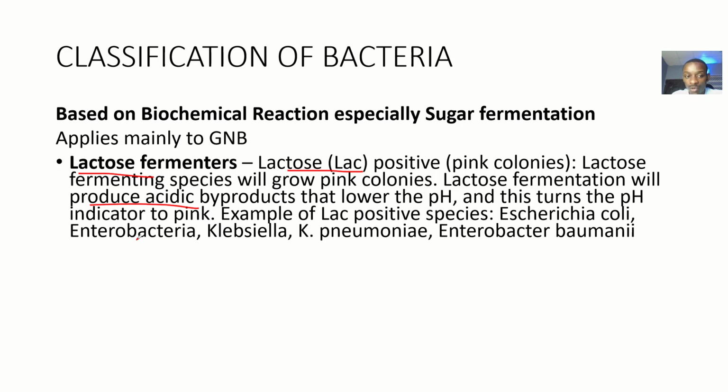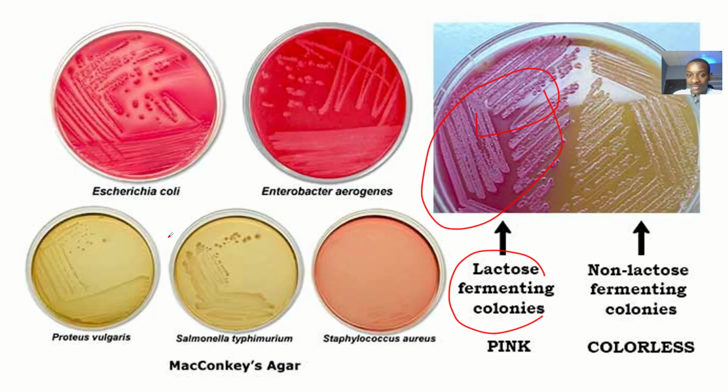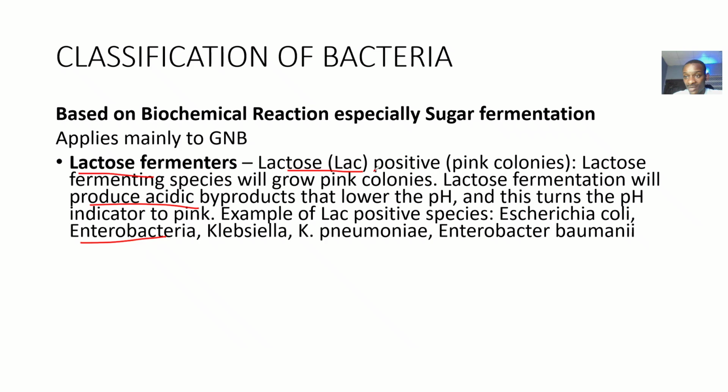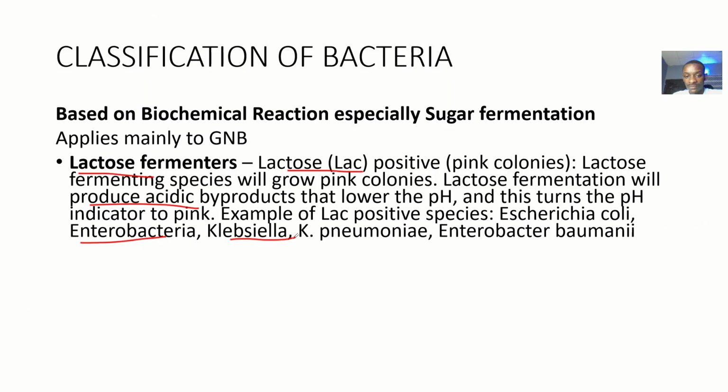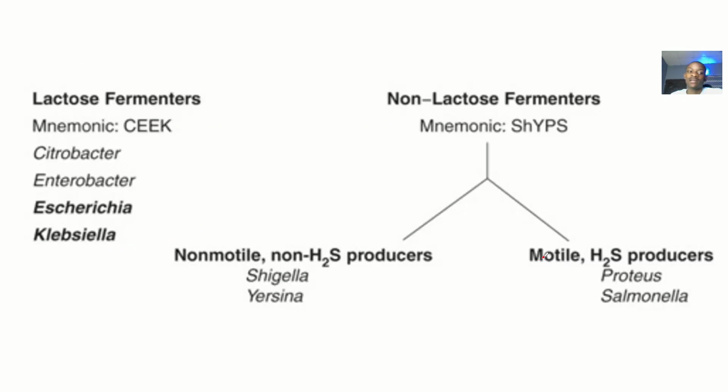Examples of lactose positive species include Escherichia coli, Enterobacter, Klebsiella pneumoniae, and Enterobacter baumannii. So these are the types that we call the lactose fermenters because they form pink colonies when they react.